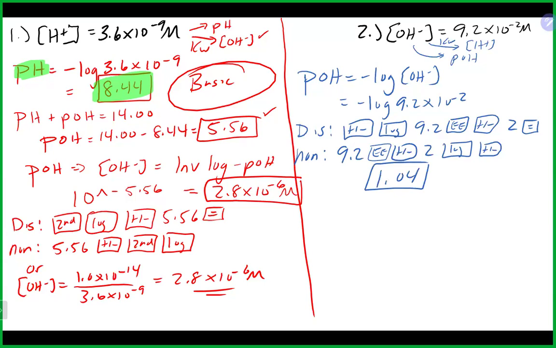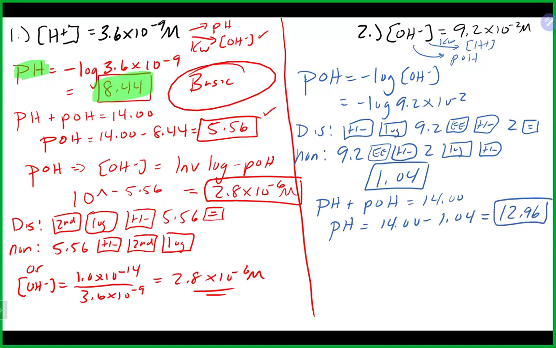Now that I have my pOH, I again could use that relationship that the pH plus the pOH equals 14. That's going to give me, in this case, the pH is equal to 14 minus 1.04, which is our pOH. So that's going to get me a 12.96 here on my pH in this case.